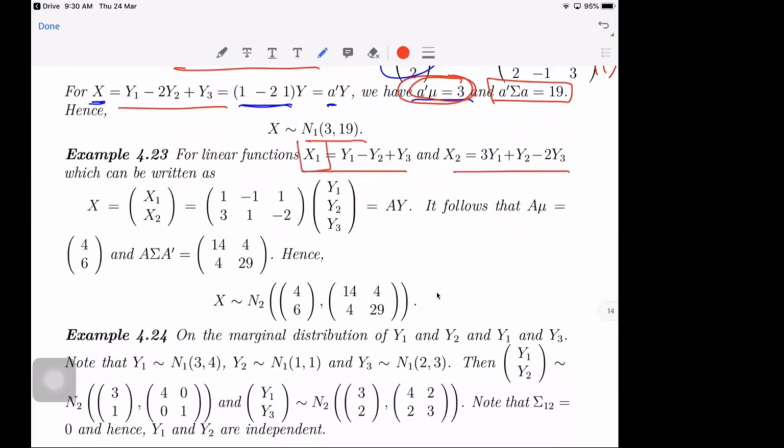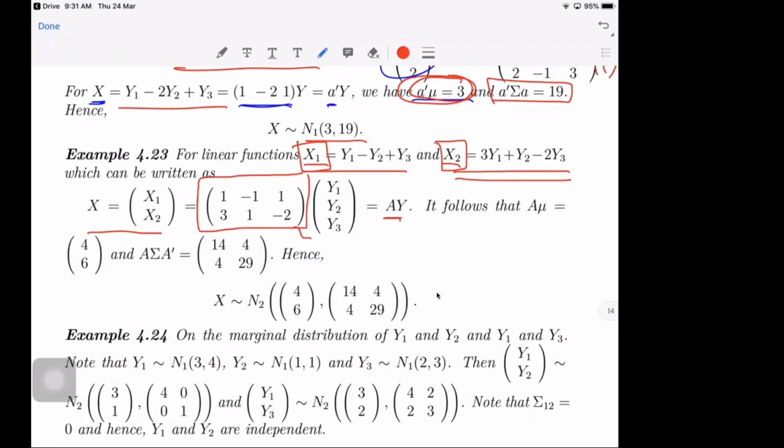Suppose you have two random variables which have different forms of linear combination. X1 is Y1 minus Y2 plus Y3 and X2 is 3Y1 plus Y2 minus 2Y3. And suppose you write your X as (X1, X2). So this is a partitioning of your matrix. Rewriting these two, X1 and X2, will have this matrix form or design matrix form. And this will be your AY.